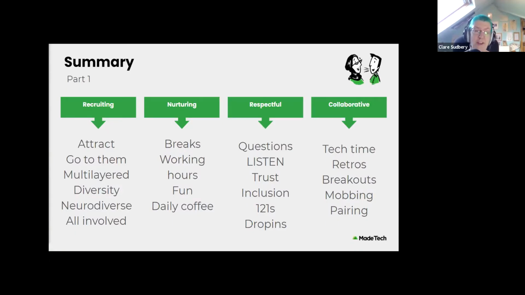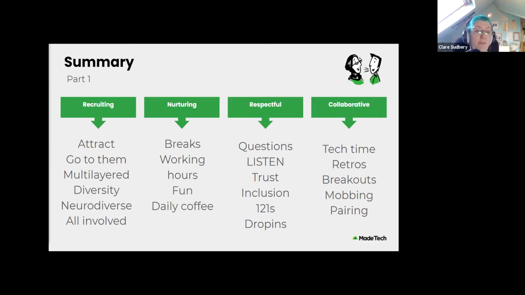So to summarize, when we're recruiting for the academy, we want to make it attractive. We want to go to them and not just wait for them to come to us. We make it multi-layered, so there are several stages in the process. We pay strong attention to diversity and to neurodiversity, and we get everybody involved.